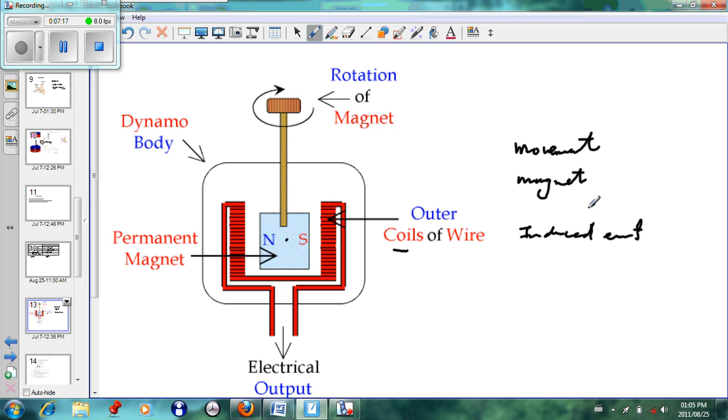We connect this to your bicycle, and the bicycle tire is connected to this piece on the top, and then it causes rotation. In this case, the magnet is spinning in fixed coils, and as a result, we get an electrical output. So that is a summary and introduction to how dynamos work.